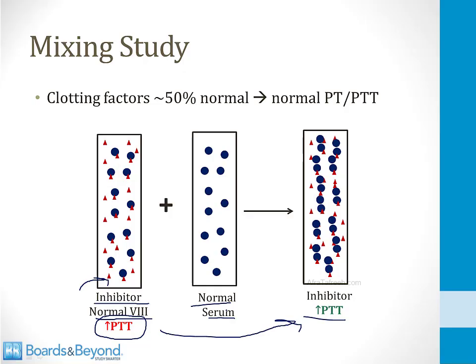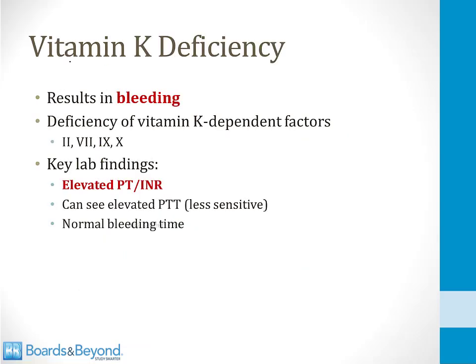And that's because there are all these inhibitor molecules floating around in the bloodstream, and they will inhibit the factor VIII in the normal serum, just like they did in the patient's serum, and the PTT will remain prolonged. So that's how you use a mixing study to tell the difference between hemophilia and the presence of a clotting factor inhibitor.